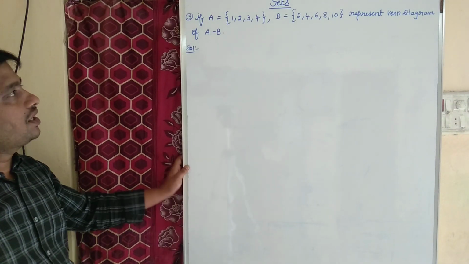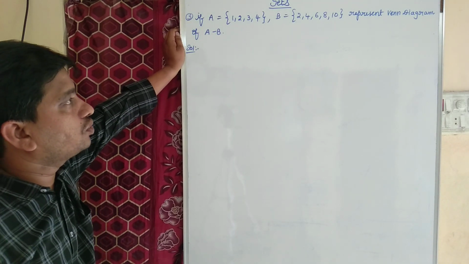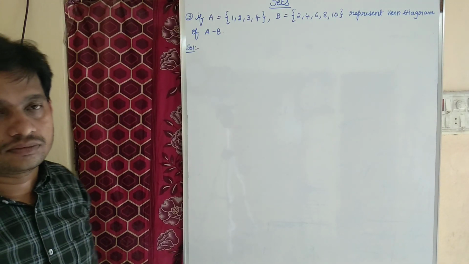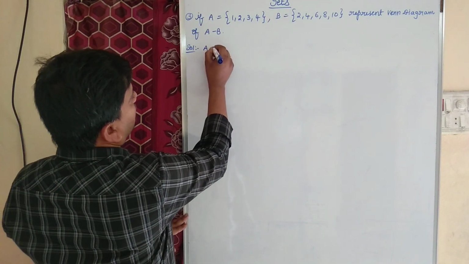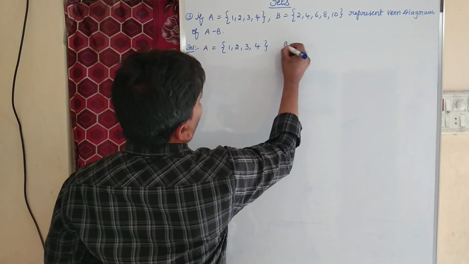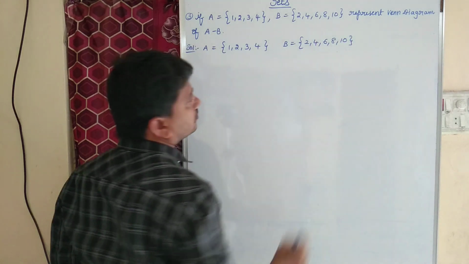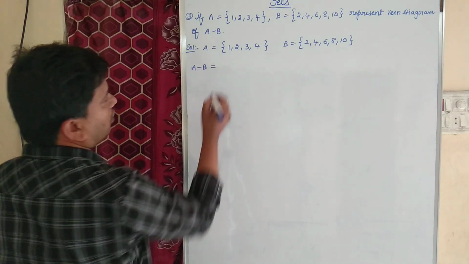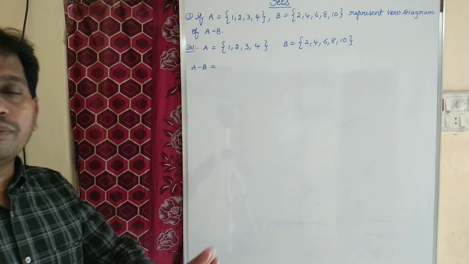Now coming to question number 3. If A equal to 1, 2, 3, 4 and B equal to 2, 4, 6, 8, 10, represent the Venn diagram of A minus B. We need to represent A minus B. What do you mean by A minus B? Only elements in set A but not in B, right?